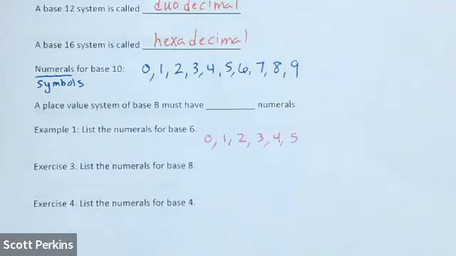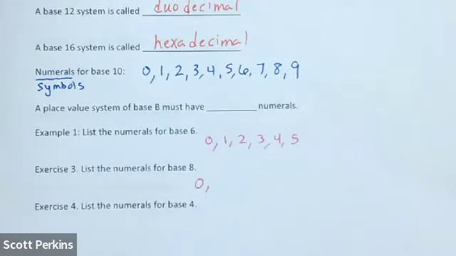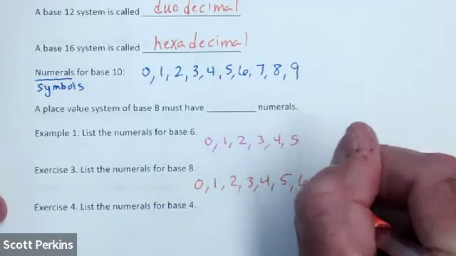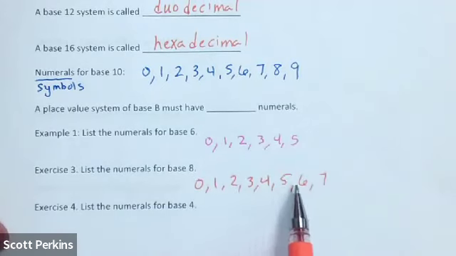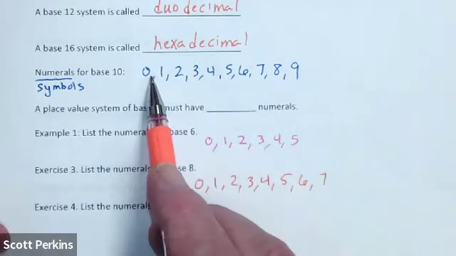So I want you in exercise 3 to hypothesize what numerals would you need for a base 8 system? And if we're thinking of groups of 8, then I need symbols for 0 through what? You're right. 0 through 7. For base 8, I need these 8 symbols. For base 6, I need these 6 symbols. For base 10, I need these 10 symbols.